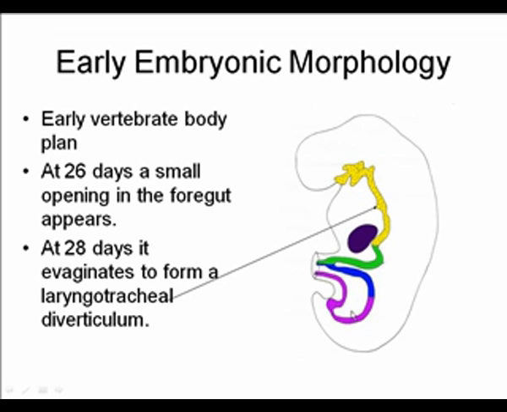If we look at this cartoon on the right, we can see the foregut in yellow, the midgut in green and blue, and the hindgut in purple. At 26 days of development, a small diverticulum appears in the foregut. It's anterior in direction, and as it develops, it's going to develop a little bit of an evagination, and this will be called the laryngeal tracheal diverticulum.